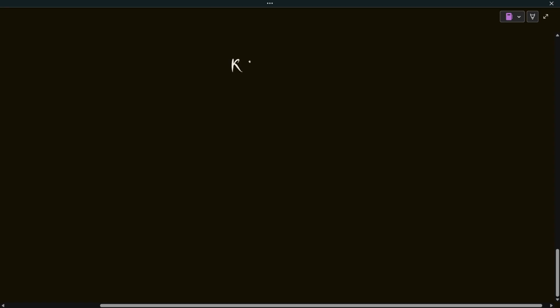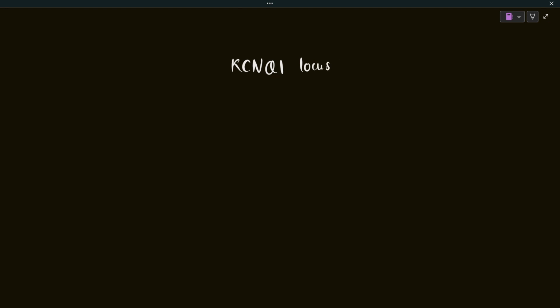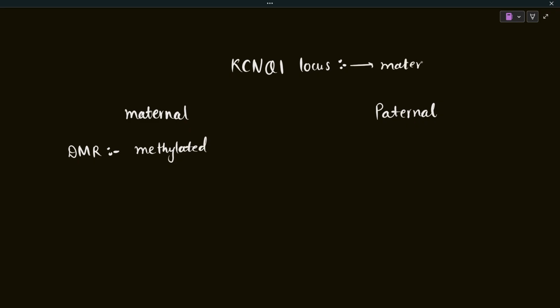So what happens in the KCNQ1 locus? Let's see what happens in the maternal allele and paternal allele. Let's see what the status of the DMR is. The DMR will be methylated in the maternal allele, and that is why we say that this locus is maternally imprinted. And the DMR in the paternal copy will not be methylated, so this is unmethylated.